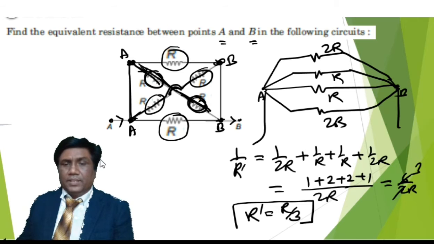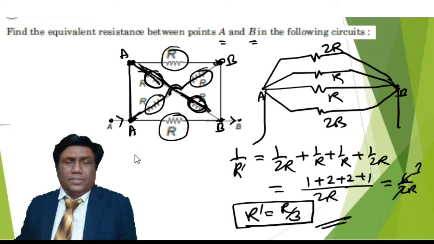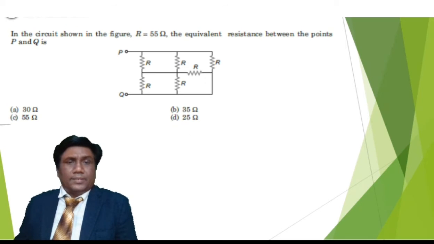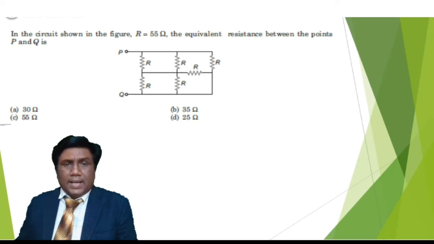I hope you understood all these things step by step. If you are a new learner, you will automatically be following all these things, and you have to practice a lot of problems of this type, no problem. Well, let us try this problem also. What is the resistance between P and Q? We need to find out. In the circuit shown in the figure, R equals 55. The value will be put later, no problem. I need the equivalent resistance between the points P and Q.